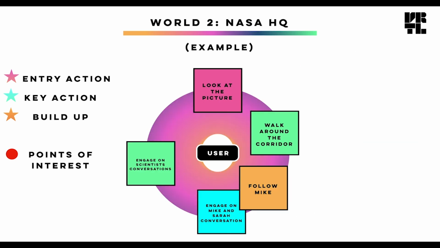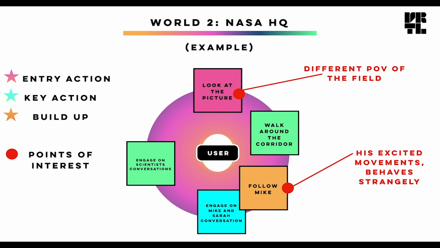In my second world, I have selected only 2 points of interest. The first one is in the entry action when I am looking at the picture. And I think that probably people are going to be interested in seeing the different point of view that they have from that scene from the viewer's perspective rather than when they were inside that world. Secondly, I have also placed a point of interest in the action of follow Mike because I imagine that he's going to be quite excited and behaving quite strangely, so that's quite likely going to catch the audience attention.